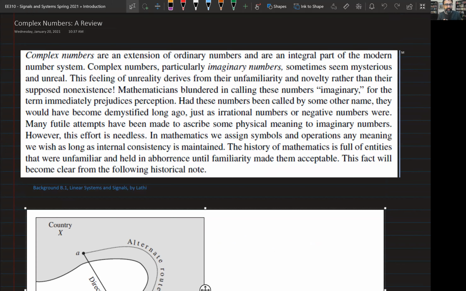So the text that you see on your screen is from your reference book by Lathi, the background section, and it just gives you a primer of complex numbers and why complex numbers are important. As you know, complex numbers, and let me just read some of this content here, are an extension of ordinary numbers. People often have a hard time understanding why they exist in the first place. So why do we work with complex numbers?